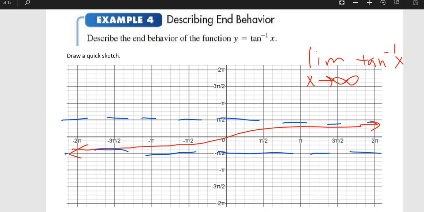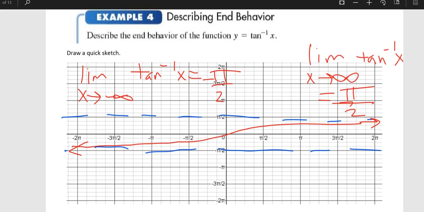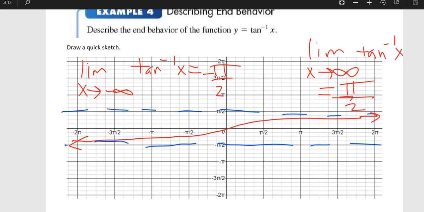What's going on when you go far to the right? What's it getting closer and closer to? Pi over 2. What about the other side? The limit as x goes to negative infinity of tangent inverse. What do you got? Negative pi over 2. So they're not really that difficult. Remember, limits are the y values only. But that just helps remind us.